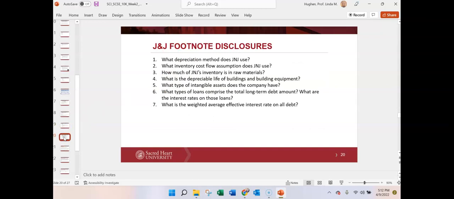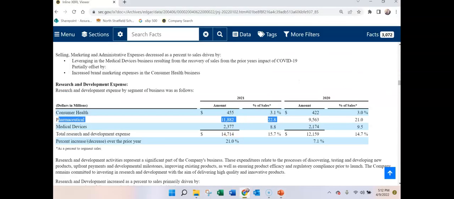Let's move on to Johnson & Johnson's footnote disclosures. So we know that after the MD&A, let's go back up to the table of contents.